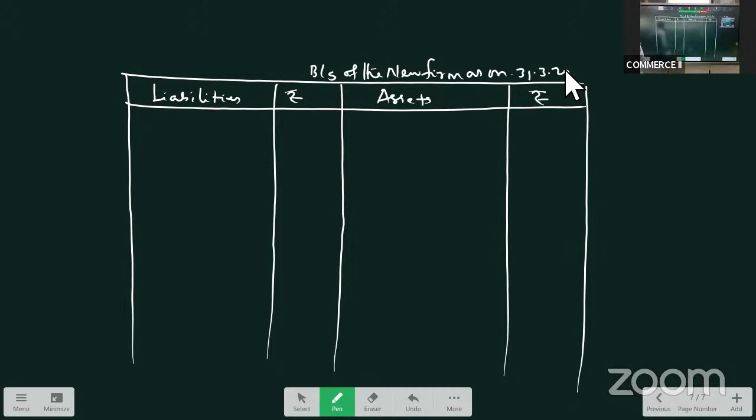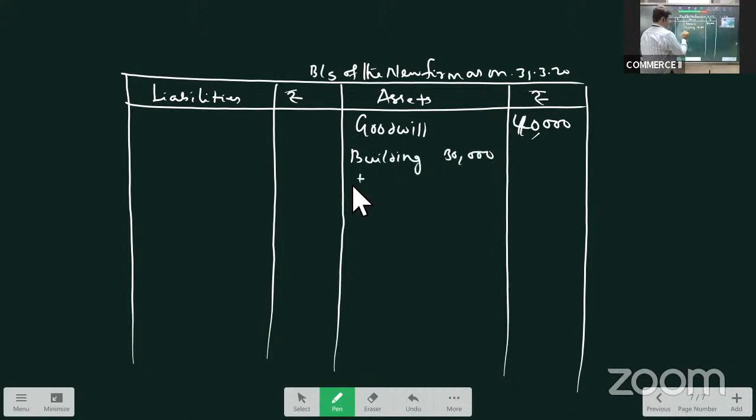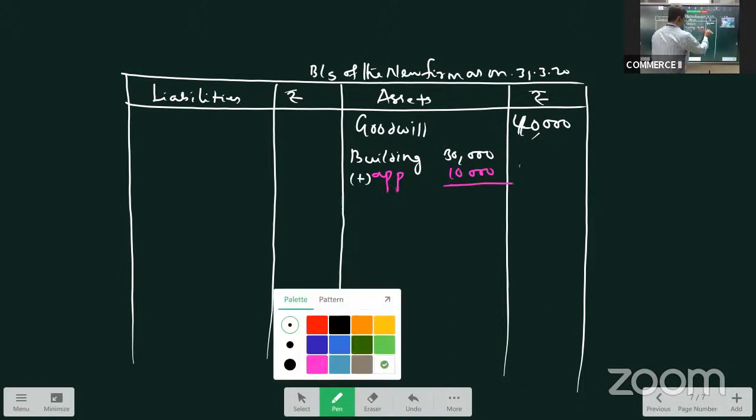What is the first item? Goodwill. Okay. So start with goodwill. How much you will take now? 40,000. Goodwill in the balance sheet will appear at the latest value, 40,000. Building, 30,000. Appreciated by 10,000 will appear at 40,000.